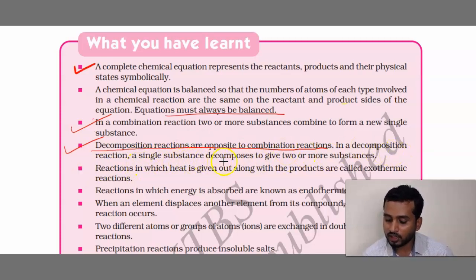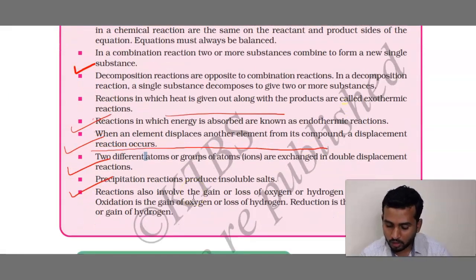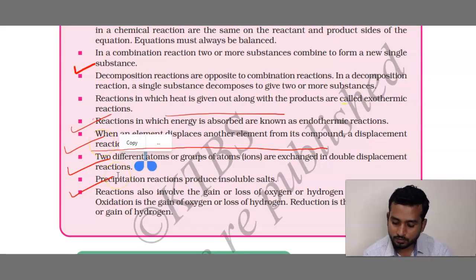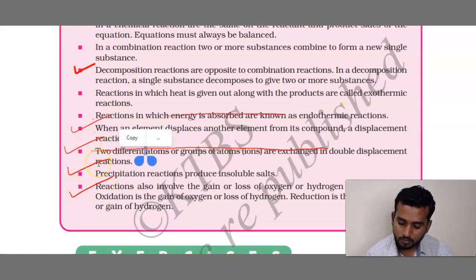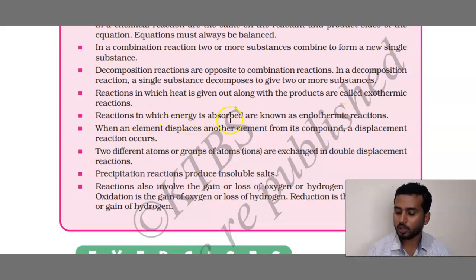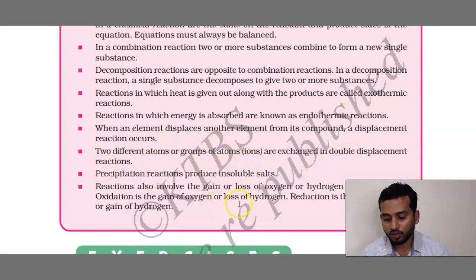In a decomposition reaction, a single substance decomposes to give two or more substances. Reactions in which heat is given out along with the products are called exothermic reactions. If heat is absorbed, then it is called an endothermic reaction. Okay, and next we can see here. After this, what has been given here? Heat energy is absorbed, and reactions also involve the gain or loss of hydrogen by substances, that is, oxidation is gain of oxygen or loss of hydrogen.